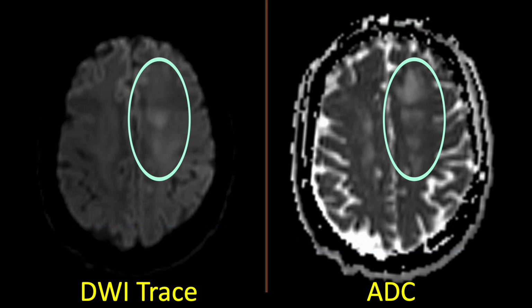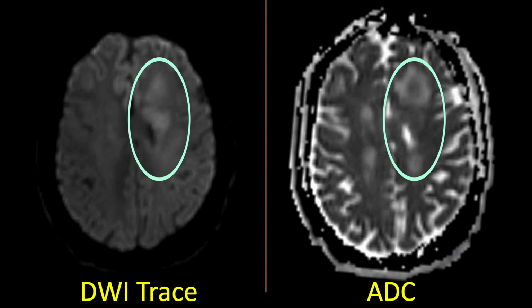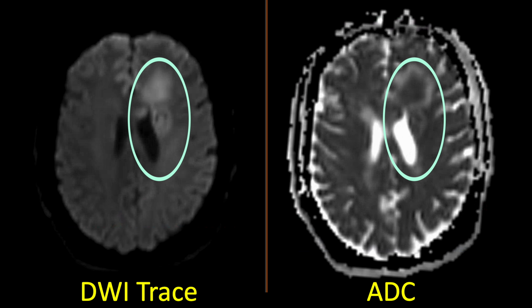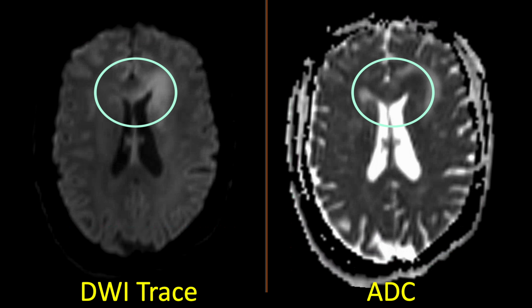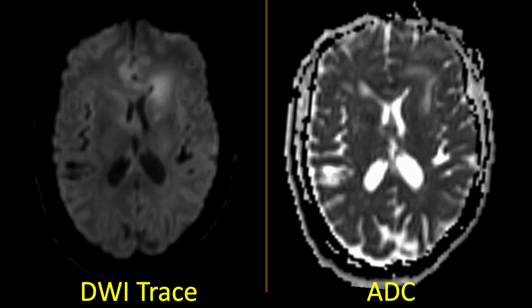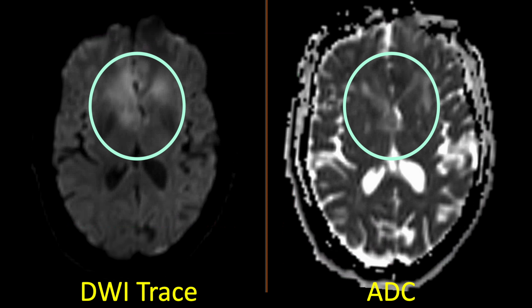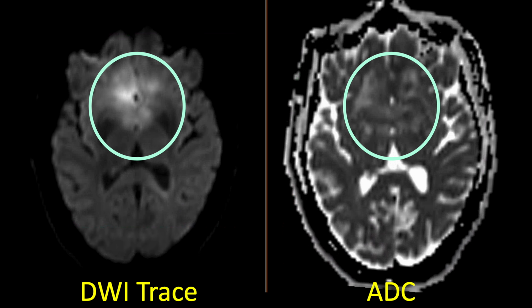You can see there's abnormal restricted diffusion within the left frontal lobe, specifically the periventricular white matter near the left lateral ventricle body and frontal horn, with some involvement of the corpus callosum genu. There's also involvement of the bilateral basal ganglia, anterior inferior frontal lobes, and hypothalamic region.